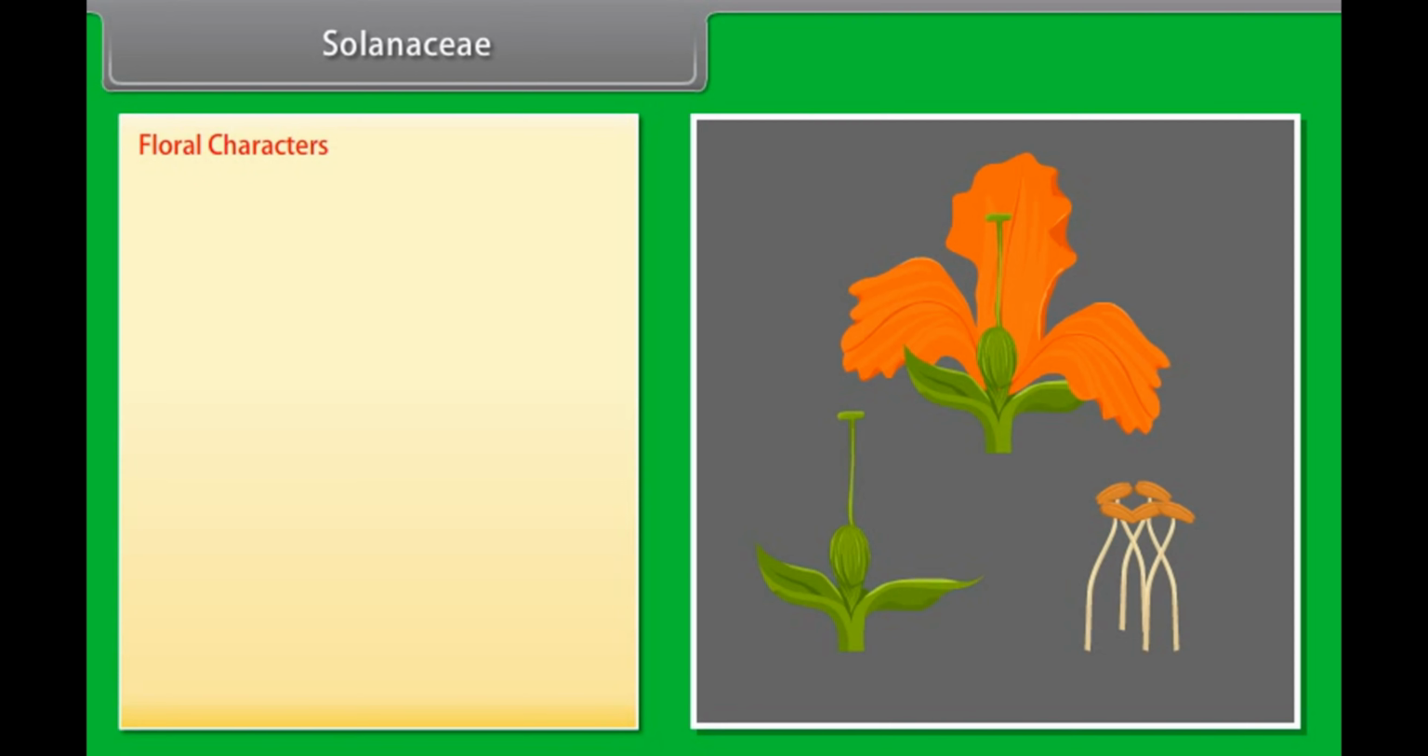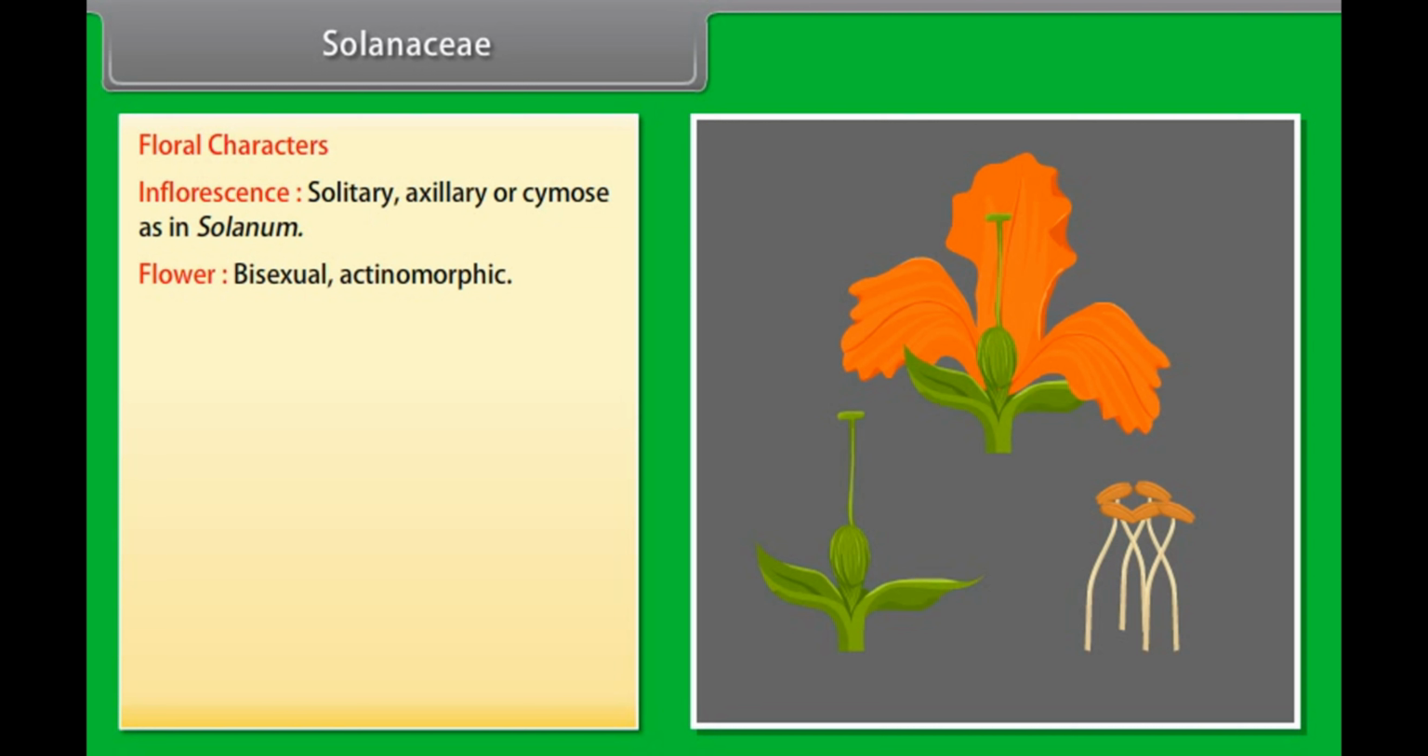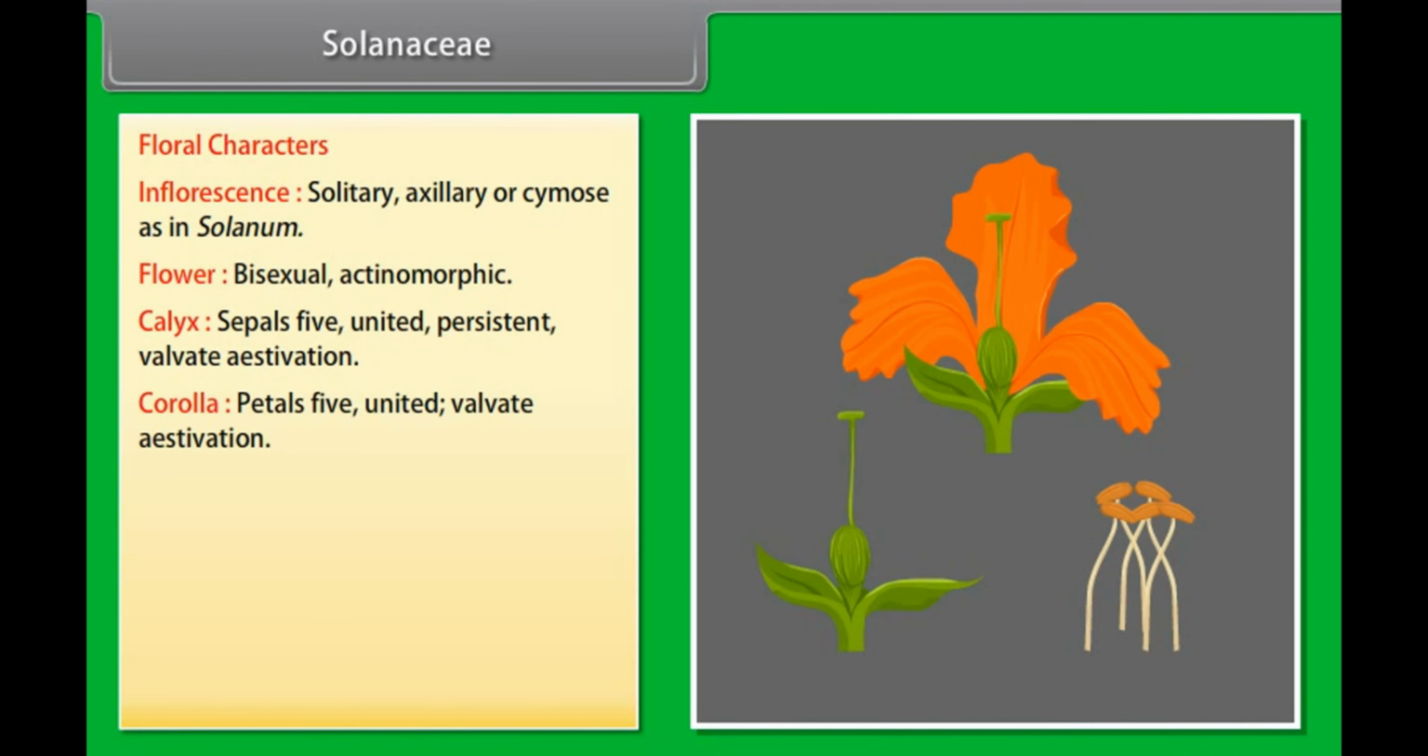Floral characters. Inflorescence, solitary, axillary or cymose as in Solanum. Flower, bisexual, actinomorphic. Calyx, sepals 5, united, persistent, valvate aestivation. Corolla, petals 5, united, valvate aestivation. Androecium, stamens 5, epipetalous.